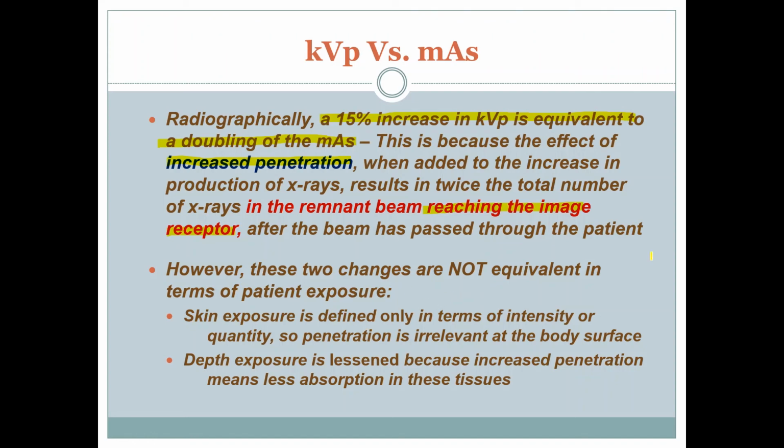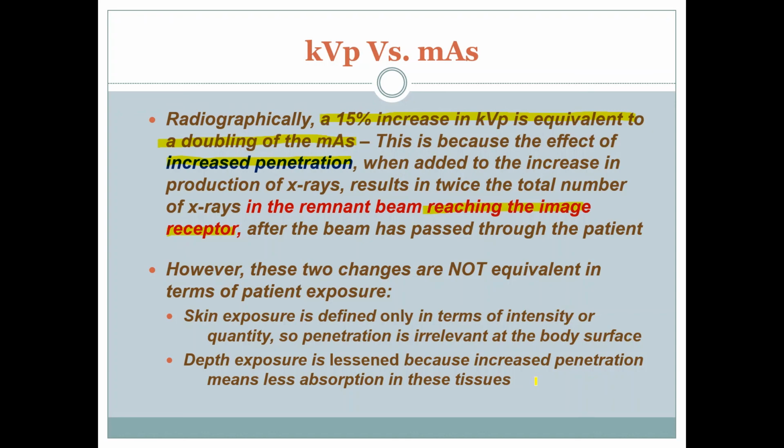Skin exposure is defined only in terms of intensity or quantity, so penetration is irrelevant at the body surface. Depth exposure is lessened because of increased penetration. This means less absorption in the tissues. This is the concept that more X-ray techs need to get in line with. This is that when we go up in kV, because we go up more often than we go down, when we go up in technique, we need more X-rays to reach the receptor. Those changes are better made when we make kVp changes than when we make mass changes.